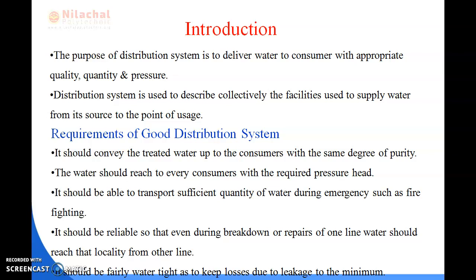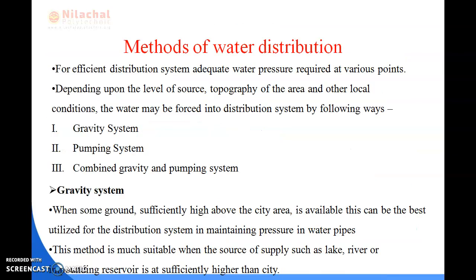So if the water pipe has become loose or there is any hole in the pipe, then there can be leakage or the water can be lost. So these are the requirements of a good distribution system.